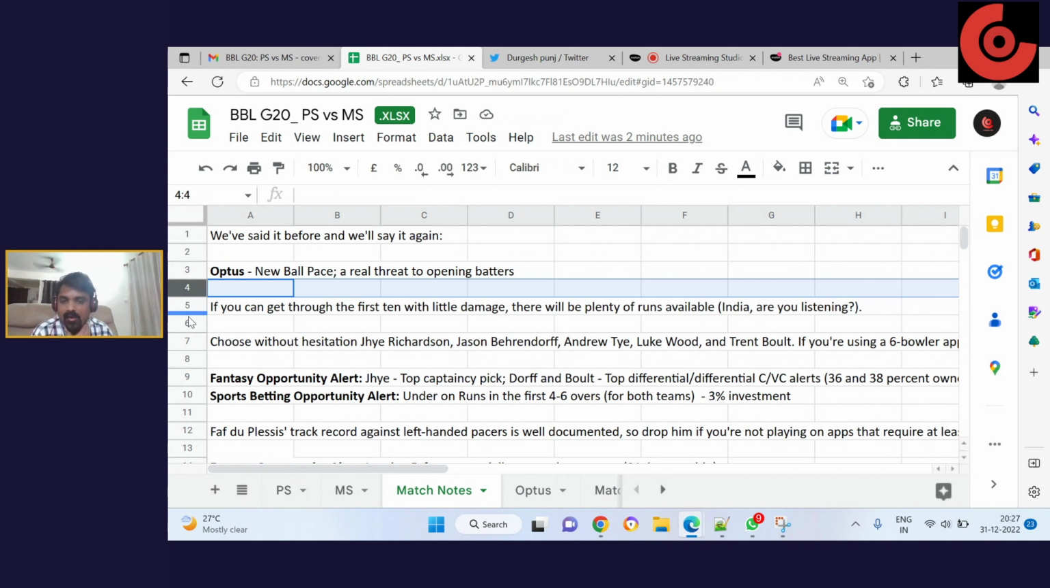If you look at our data, we don't use a lot of these conventional numbers at all. We don't even use batter versus bowler matchups. For example, I don't care how well Faf du Plessis has done against Bolt. It's not relevant.